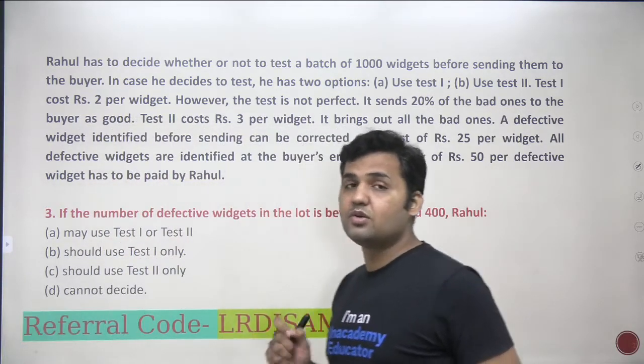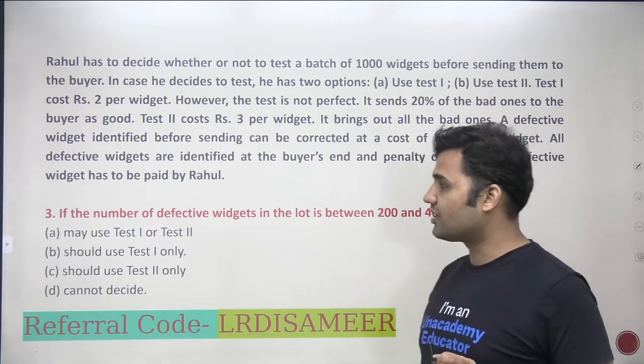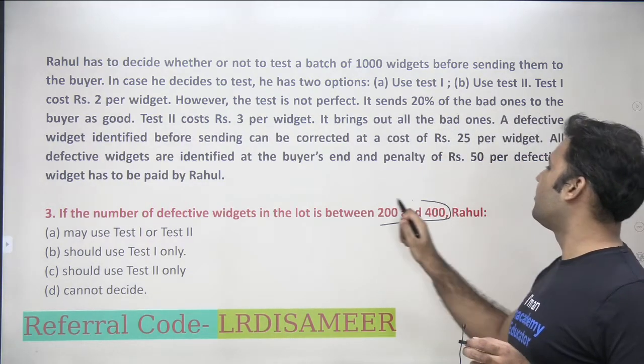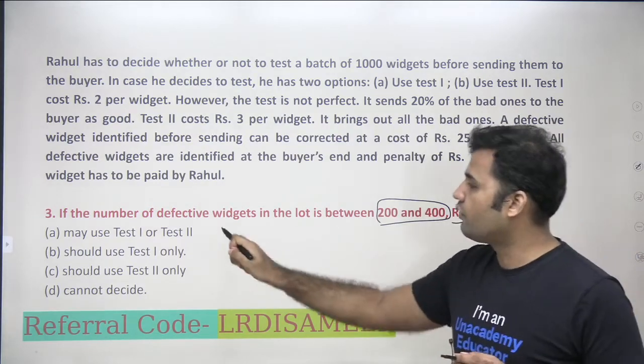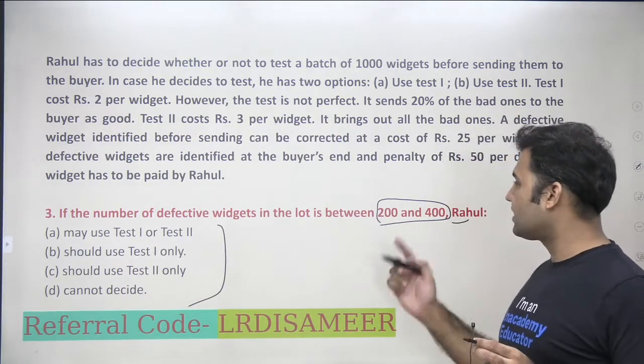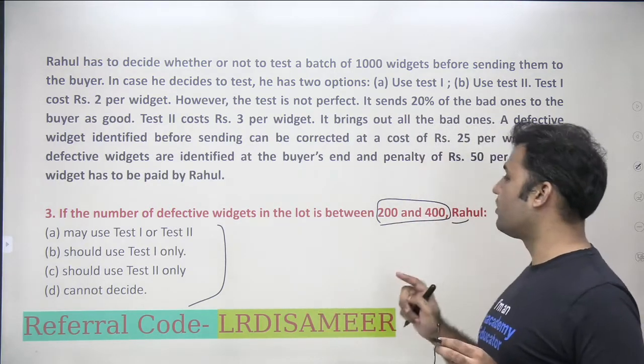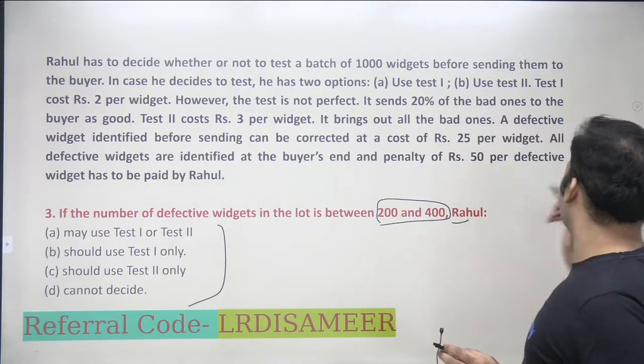So you need to do it by yourself first before you watch the video, right? The number of defective widgets in the lot is between 200 and 400. Then Rahul should go for which option? Now, in this case, we have defective widgets in the lot between 200 and 400. Okay. So which option should I pick?